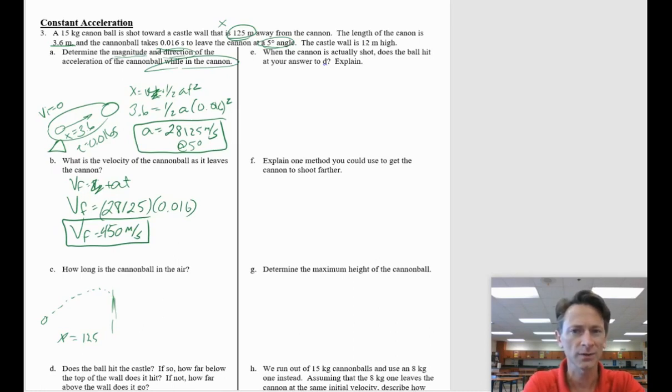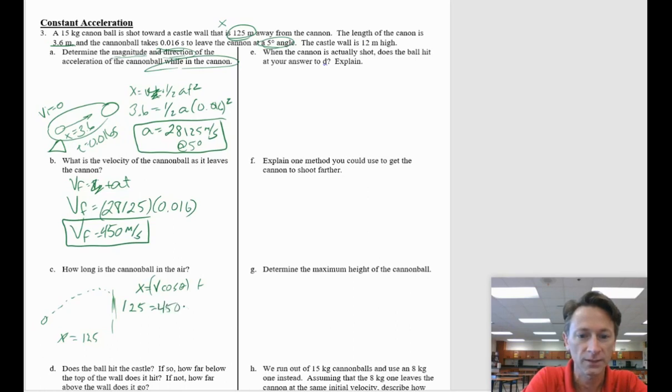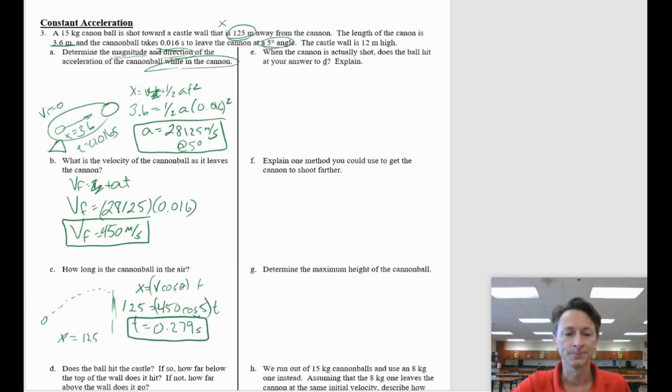So the y equation is sort of a gamble because I don't know that it hits the wall at 125 meters. But I do know that the wall is 125 meters away, so I can do x equals v cosine theta, which is the initial velocity in the x direction, times the time. So 125 is equal to the velocity, 450, times the cosine of 5 times t. And when I solve for t, that is going to give me a time of 0.279 seconds. That's how long the cannonball is in the air.